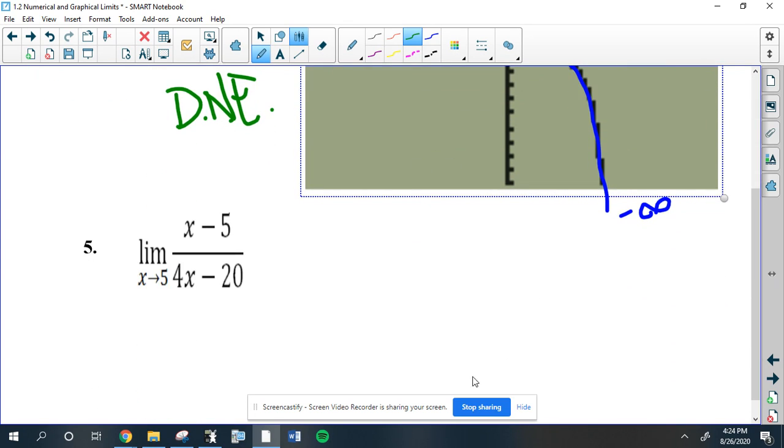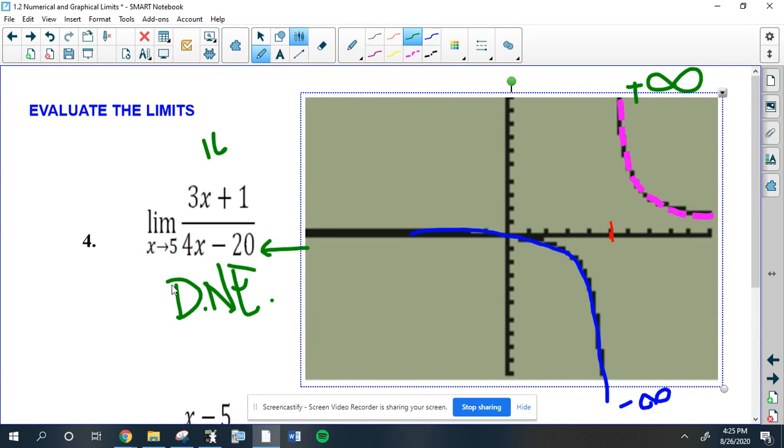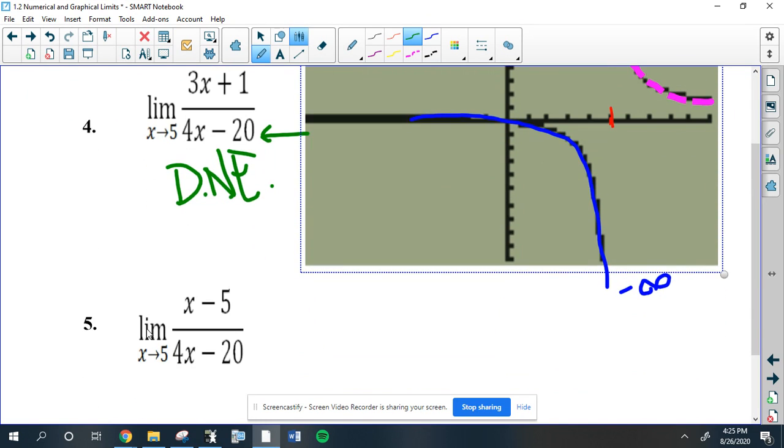Okay, so here's a great example of that. You see question number 5. It's a limit as x approaches 5. The denominators are the same, but the numerators are not. So before I do this, think about what we said about vertical asymptotes. And now look at the function.